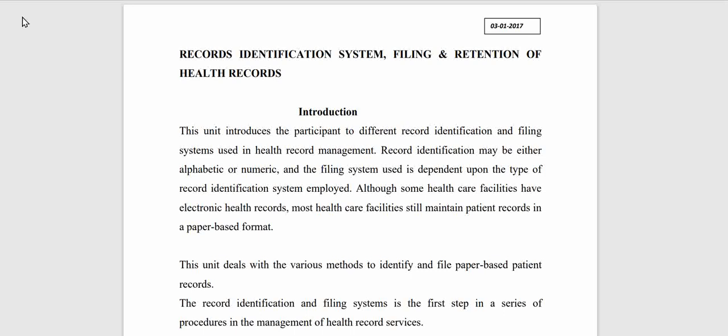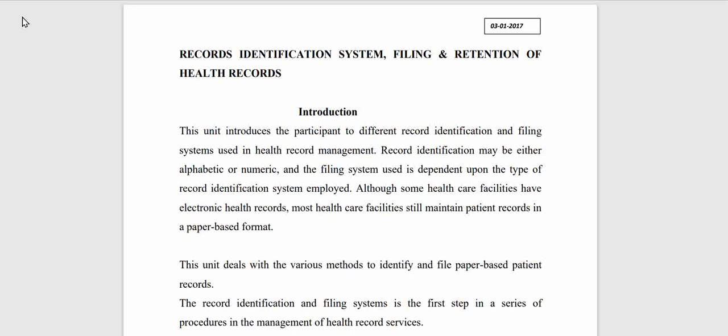This unit introduces you to different record identification and filing systems that are used in health records management. Record identification may be done in two ways. You can identify your records alphabetically, or you can identify them numerically. In order to identify your records alphabetically, you should also file them alphabetically. If you file them alphabetically, you will be able to identify them following the same alphabetical procedures.